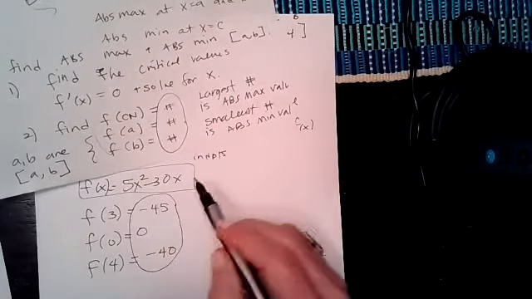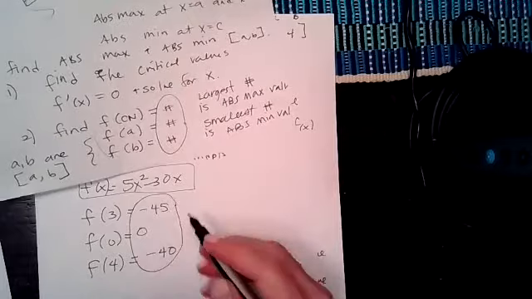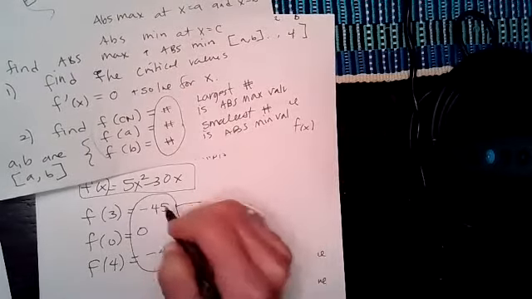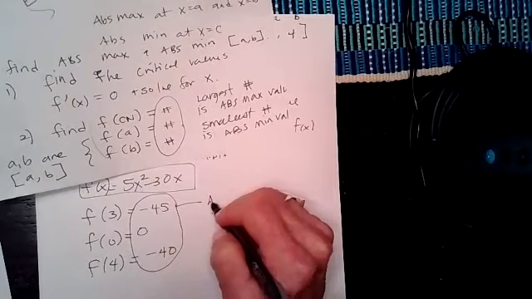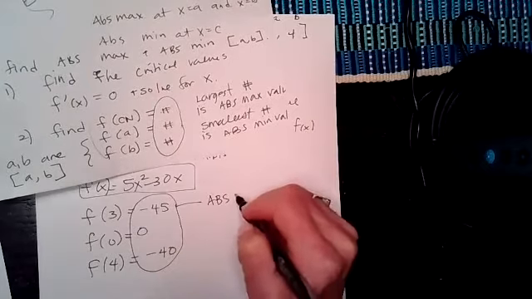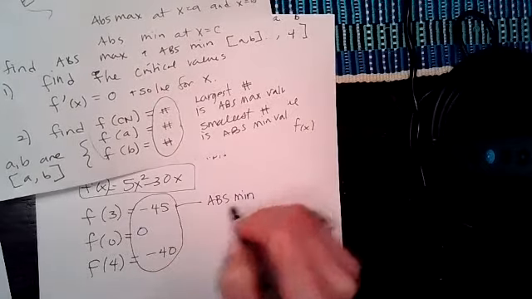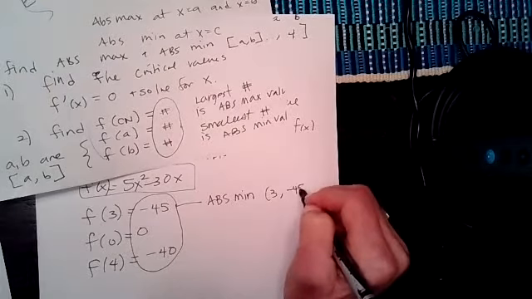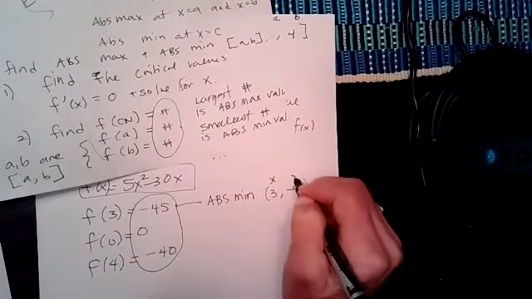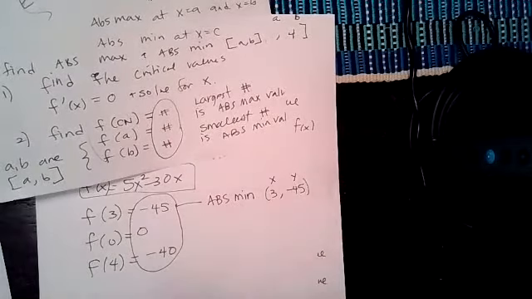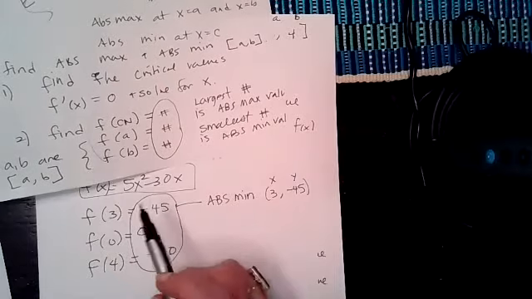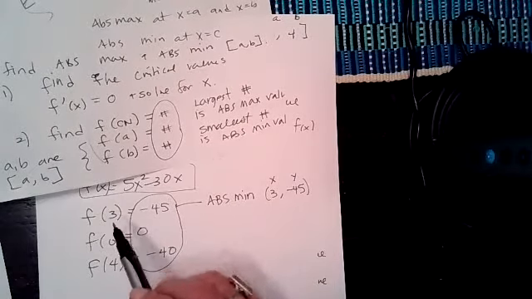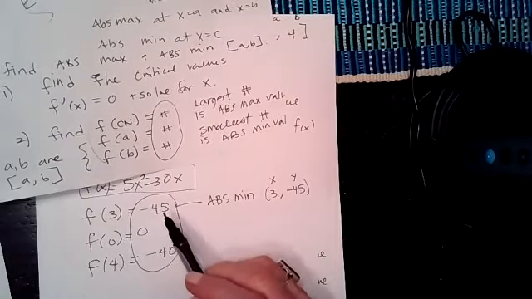Okay, and so I look for the largest outcome and the smallest outcome. So -45 is the smallest outcome. So that means I have an absolute minimum at the point 3, -45. So there's your x and there's your y. Sometimes they'll just ask for the x value. So I have an absolute minimum when x is 3, and the minimum value is -45.